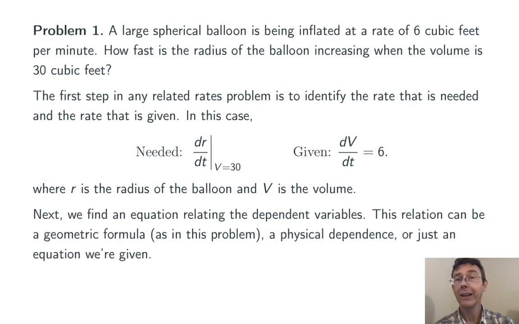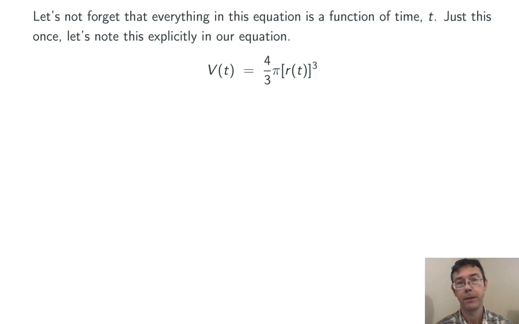Next, we want to write down a relationship between the two variables being differentiated here. So a relationship between V and r. Depending on the related rates problem that you're doing, this relationship could come from some geometric formula, physical dependence, or it could just be an equation that you're given. In this case, we have that volume formula. 4/3 pi r cubed is the volume of a sphere.